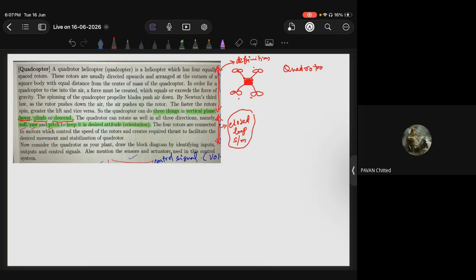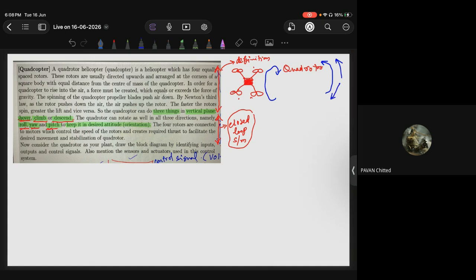Also there are 3 things every quad can do: roll, yaw, and pitching. Rolling means we have this quad rotating in this direction. Yaw means moving in this direction, either left side or right side. Pitching means going up or down.